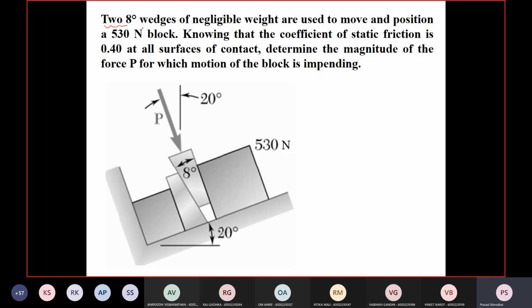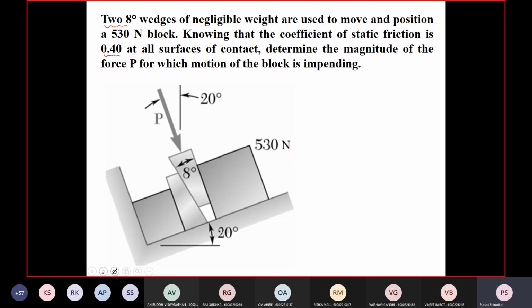Two 8 degree wedges of negligible weight are used to move and position a 530 Newton block. Knowing that the coefficient of static friction is 0.4 at all surfaces of contact, determine the magnitude of force P for which the motion of the block is impending. So you have to find out this value of P for which the block is impending. Now in this case, they have already marked the angle 20 degrees. In a question, you cannot expect that.